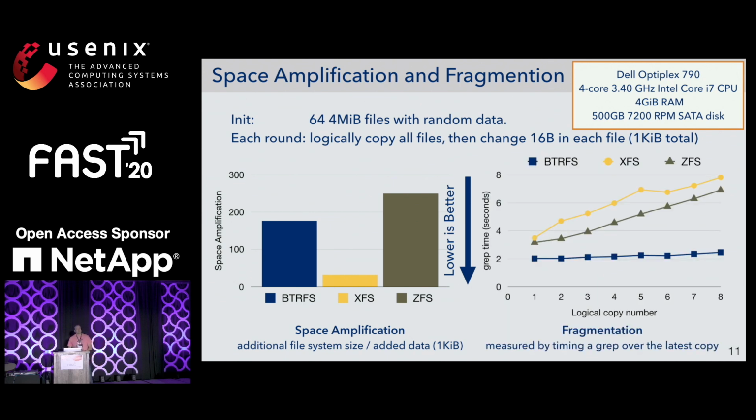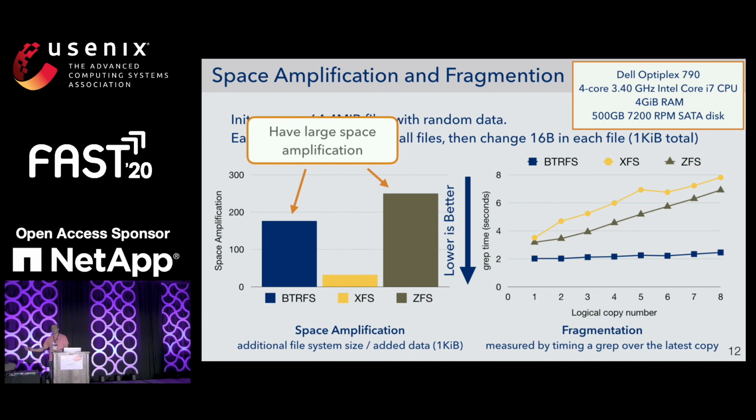We can also measure the fragmentation that we get. Here what we're measuring is the fragmentation over the latest copy that we've made. We can measure fragmentation by timing how long it takes to perform a grep over that latest copy. In this plot, the y-axis is the amount of time that it takes to perform that grep, and the x-axis is the number of copies that we've made so far, the number of rounds of this benchmark. And as you can see, both XFS and ZFS show more fragmentation as we continue making copies and making small changes to those copies. So what we see here is that these file systems either have a large amount of space amplification, or they end up having high fragmentation over time.